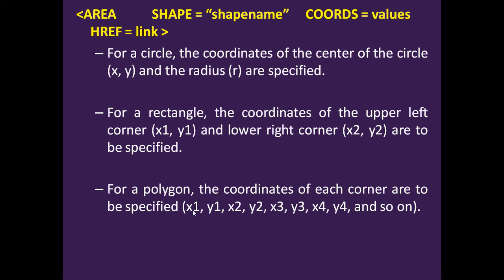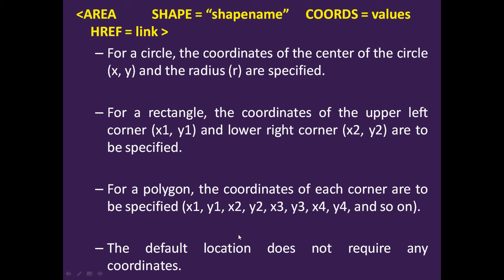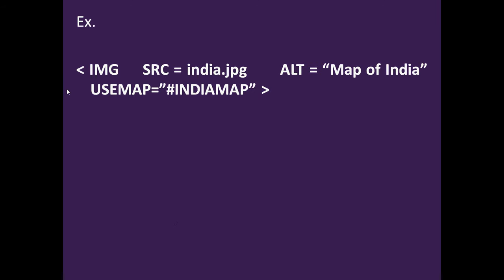And in case of polygon, you can specify coordinates of each corner of the shape, that is x1, y1 one corner, x2, y2 another corner, x3, y3 another corner. In that way you have to specify the coordinates, several coordinates of each corner. And in case of default, very rarely we make use of it, and it does not require any specific coordinates. So this is about the area tag. Now let us look at one example. Here I am taking the India map. So img src is equal to india.jpg.